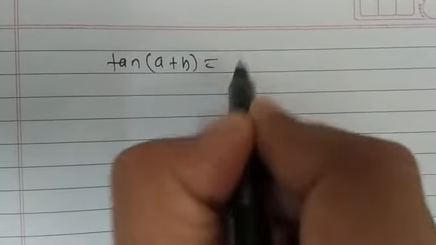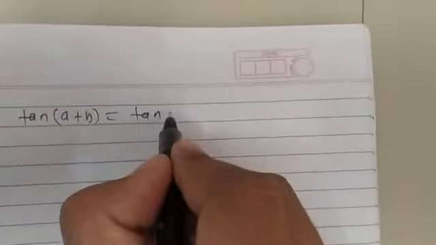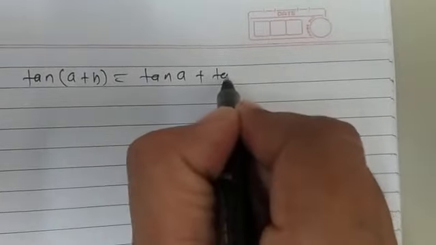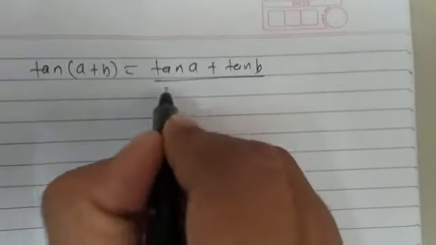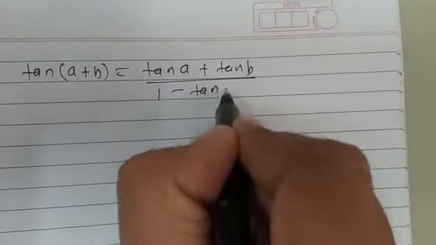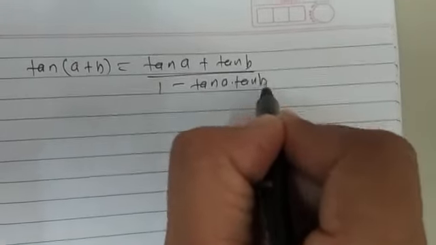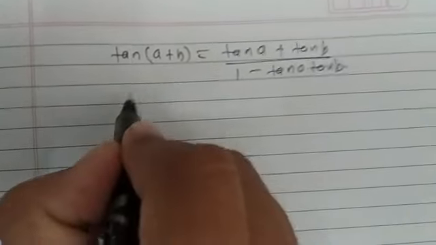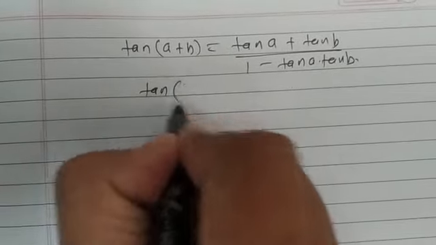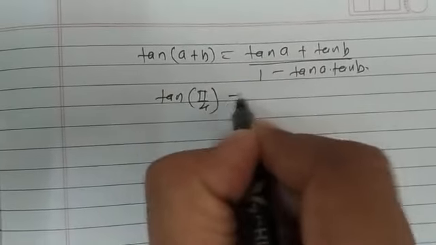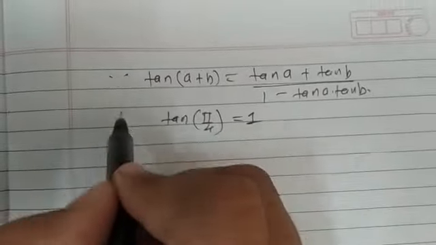Then we know one formula, tan of a plus b is equal to tan a plus tan b upon 1 minus tan a into tan b. Also we know that the value of tan pi by 4 is equal to 1. These are again a list of formulas.